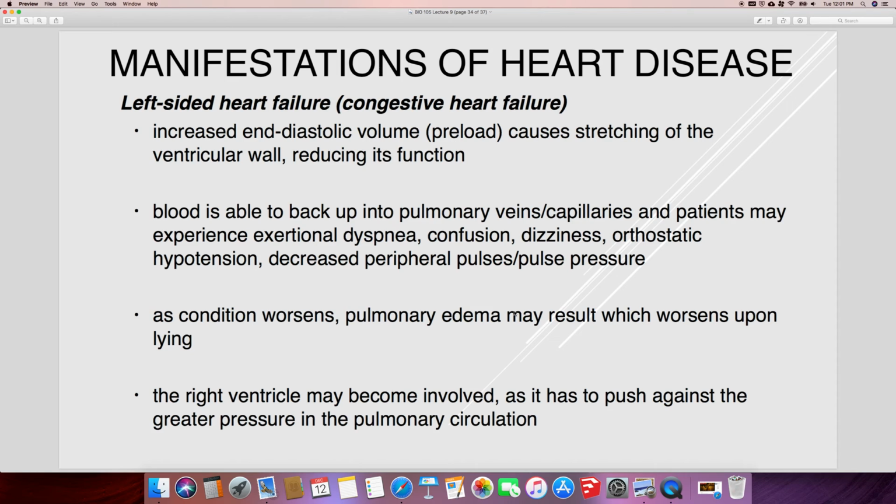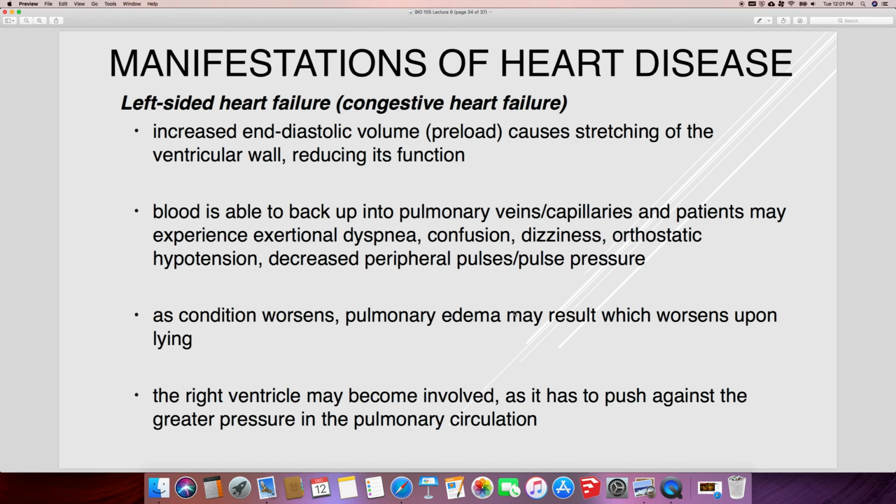Now what happens, since we're on the left side, and you know that the left side of the heart is fed by the pulmonary veins, blood backs up into the pulmonary veins and the pulmonary capillaries. And this blood backs up in the lungs, so patients will have exertional dyspnea, so shortness of breath upon exertion, confusion, dizziness, orthostatic hypotension, which is hypotension, especially when standing up, decreased peripheral pulses and pulse pressure because of the weak heart, and as this condition continues, pulmonary edema occurs because that fluid's being pushed out of those pulmonary capillaries, and this will be worse when they're lying down.